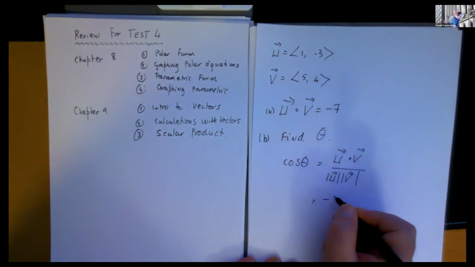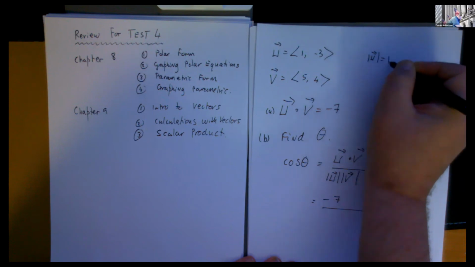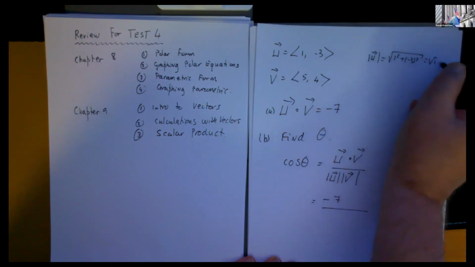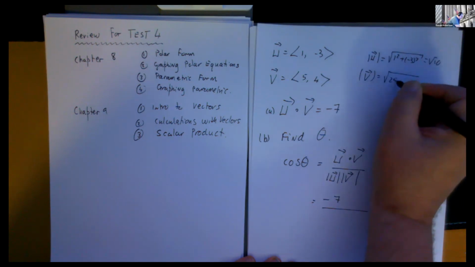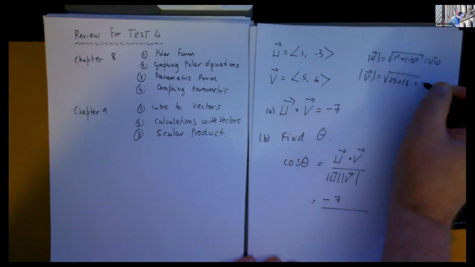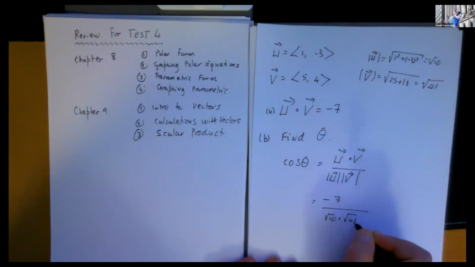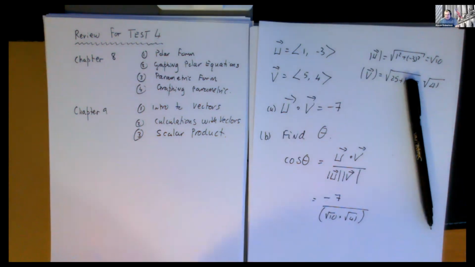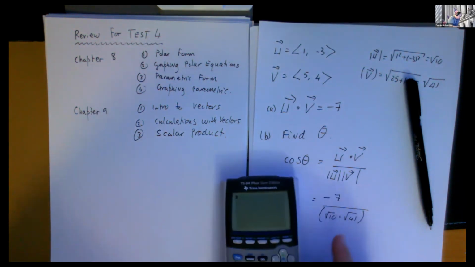Now the dot product is -7. I haven't got the magnitude of the two vectors, so I guess I should do that right now. 1 squared plus -3 squared is the square root of 10. And the magnitude of v is 25 plus 16, which is the square root of 41. So it's the square root of 10 times the square root of 41. And I'm going to put brackets around that because when you do it on your calculator, you need to put brackets around this calculation or it won't come out right.